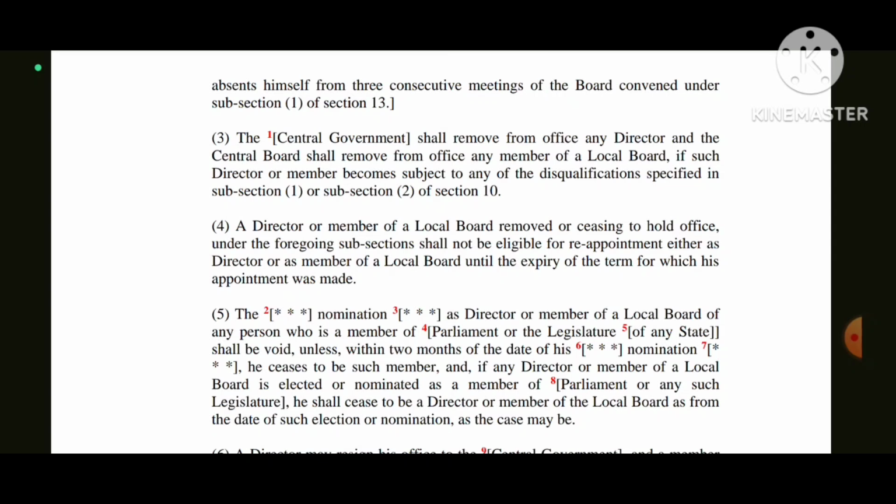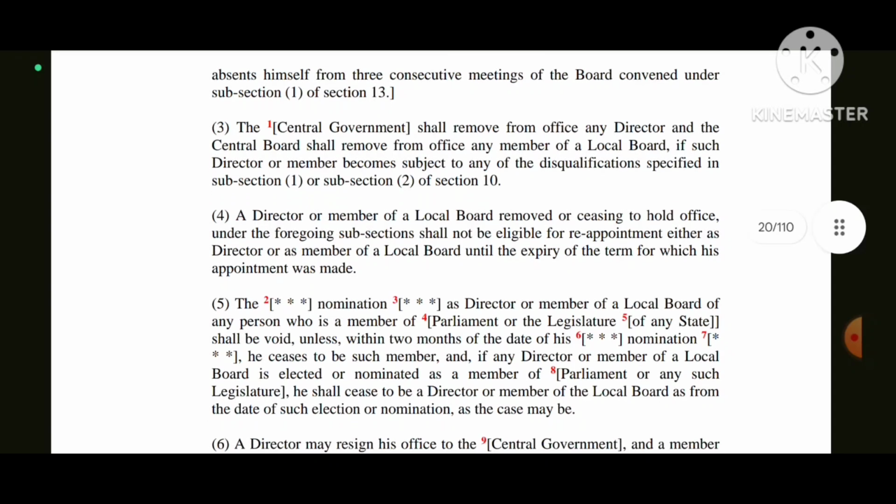The central government shall remove from office any director, and the central board shall remove from office any member of local board. Okay, so if a local board member has to be removed, then the central board can remove him, and if any director of the central board of directors has to be removed, then the power is entrusted with the central government.